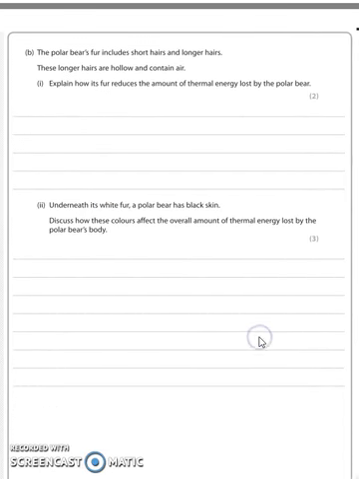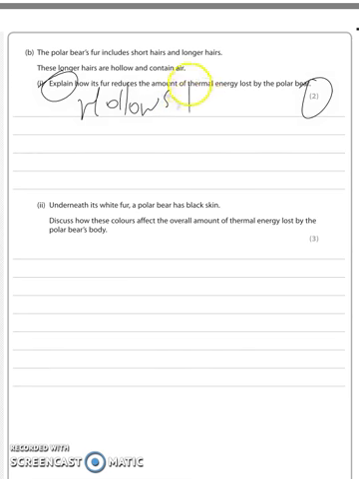The polar bear's fur includes short hairs and longer hairs. These longer hairs are hollow and contain air. Explain how its fur reduces the amount of thermal energy lost by the polar bear. Lots of things to say here. Again, it's an explain question, so hollow fibers, hollow hair.